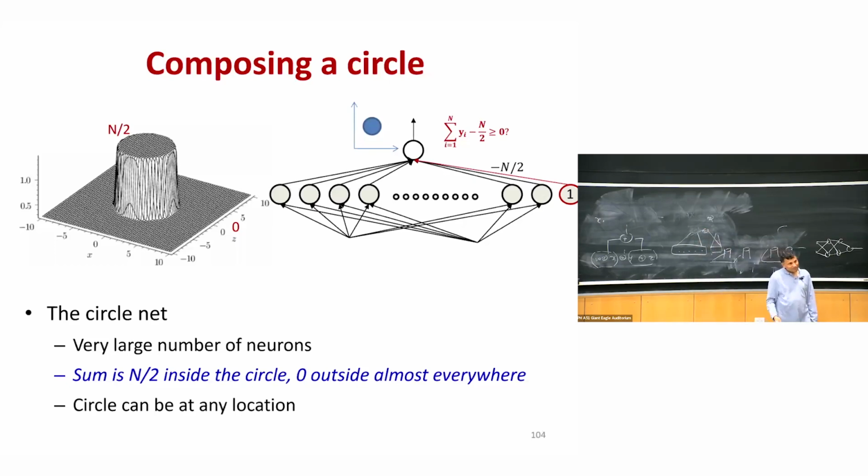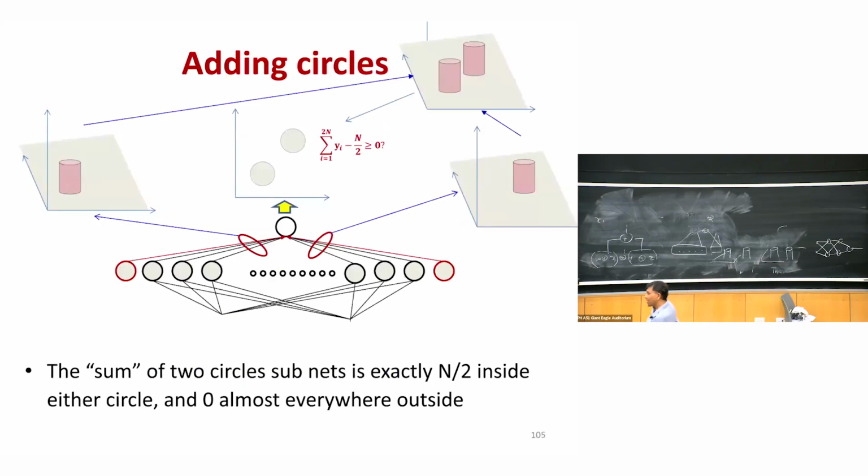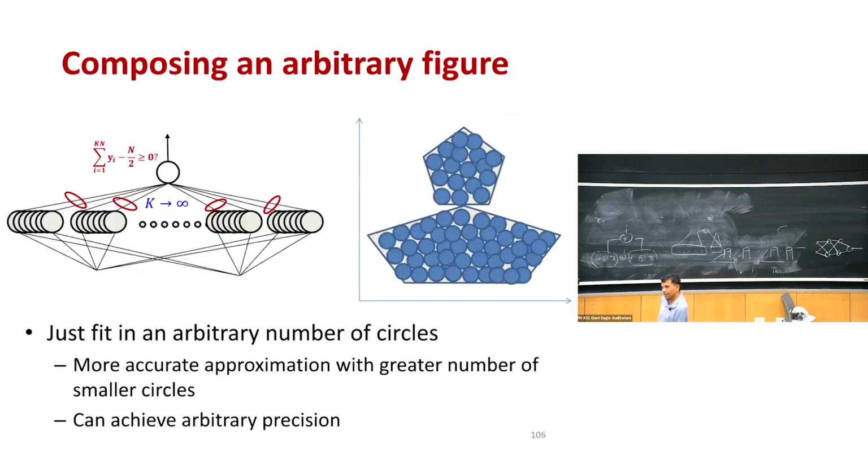This makes sense? Right, and so now I can actually have two subnets, each composing its own cylinder at its own location. And now if I use a threshold of n over 2, I'm going to get a decision boundary that's two disconnected circles. Magic, right? You wouldn't have thought it. And then if I want to compose this guy, this is how I would do it. I'm going to fill it up with circles.